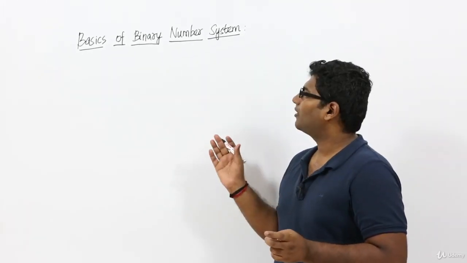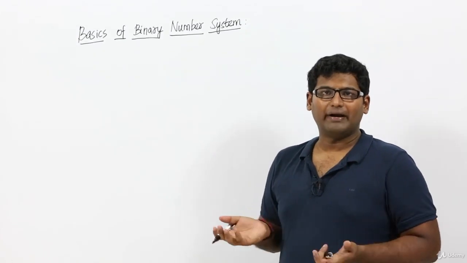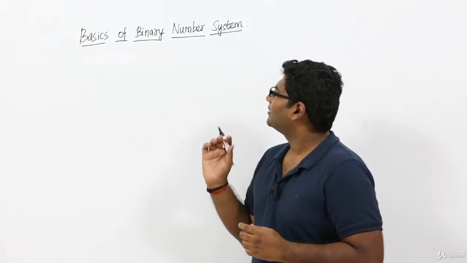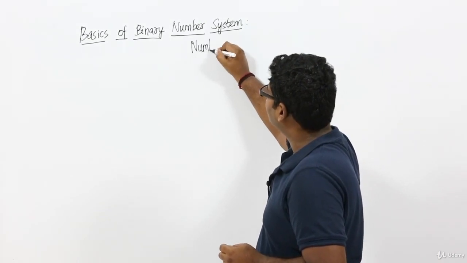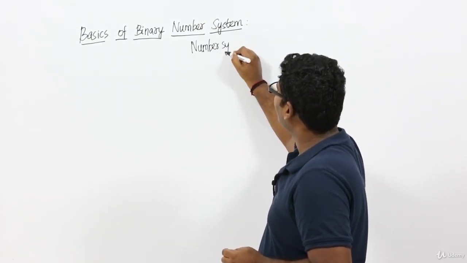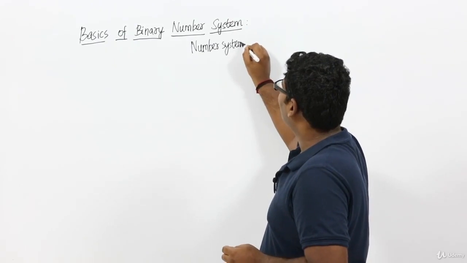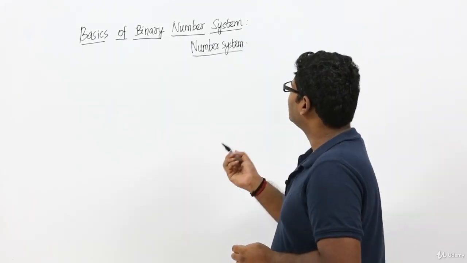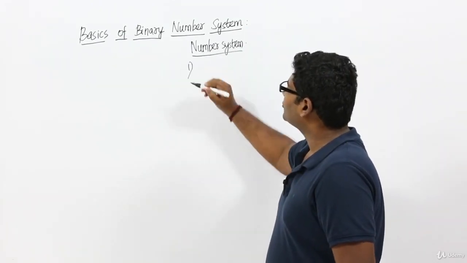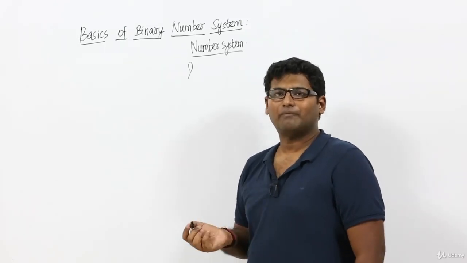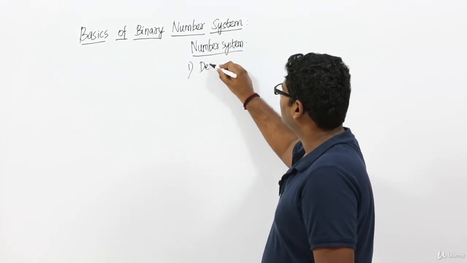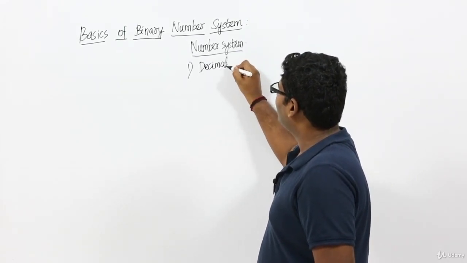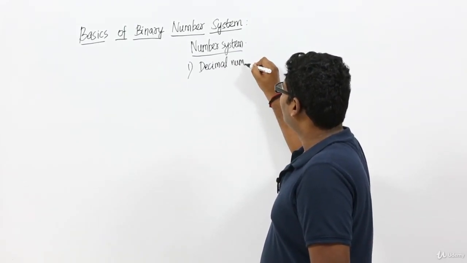So I will just go through the basics of this. What is meant by the binary number system? First, let's see what is meant by a number system. The name itself suggests it, right? Today we are actually counting using something called the decimal number system. These are various types of number systems.